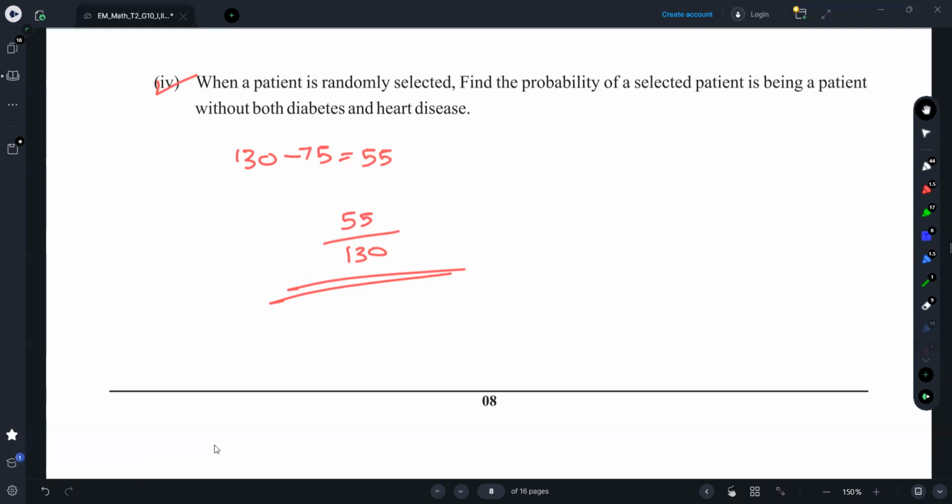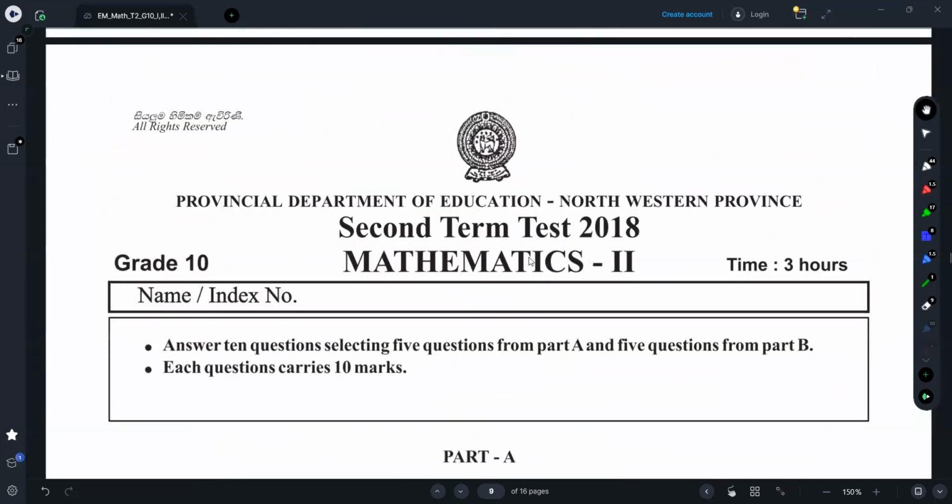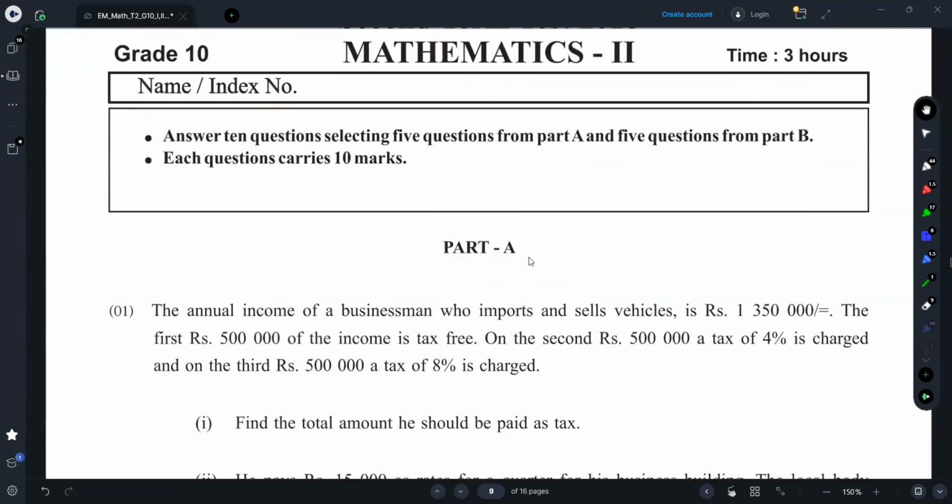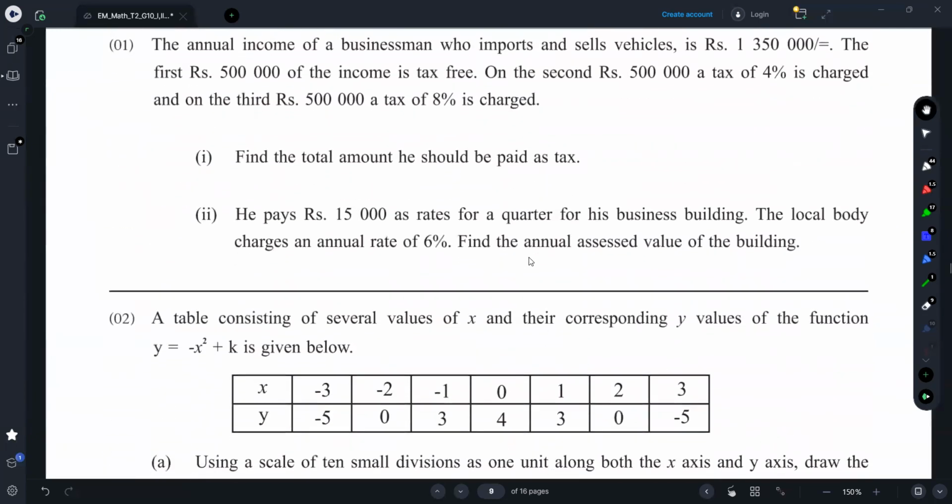Usually in this part A, the questions are much easier and we can complete them quickly, and the paper 2 questions are a bit hard. You have 3 hours to do the next part. I hope you have completed this. Then we'll move on to paper 2.